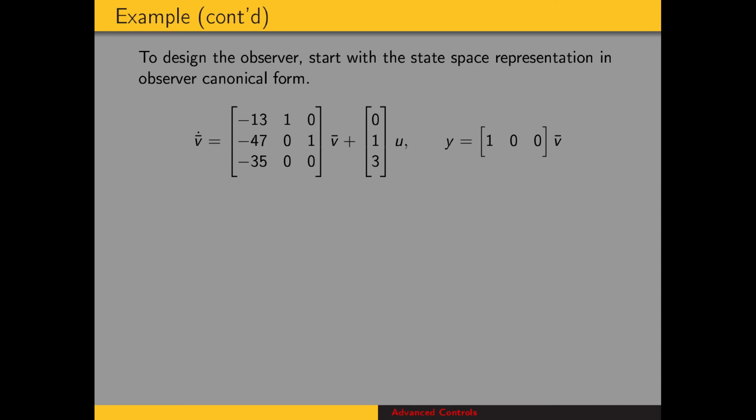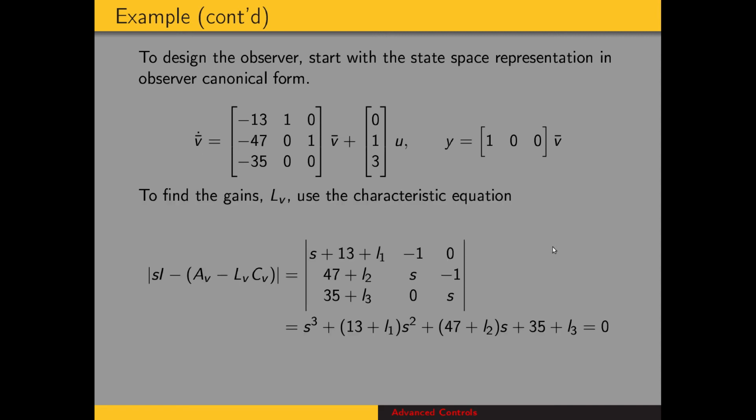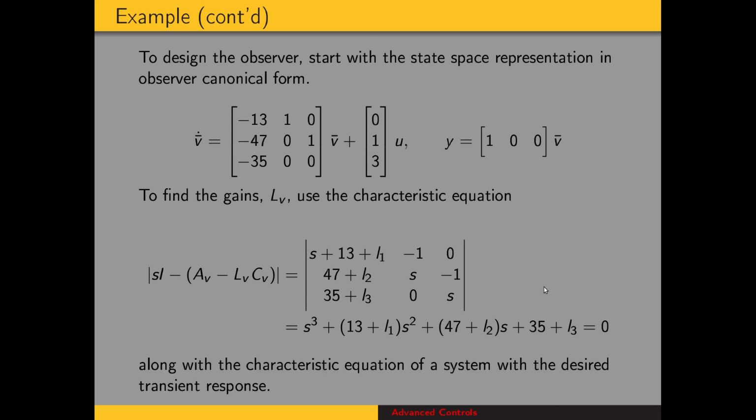Here is the state space representation of the plant in observer canonical form, and we're going to use v bar for the state vector of this representation. Now to find the observer gains, we're going to use this for the characteristic equation, and this is the same process that we did for calculating observers in a previous video. So now we've got A minus LC, and these have the subscripts V to indicate that they come from this state space representation. The determinant of this matrix gives us a third order equation with our unknown gains, and we just need to set that equal to a characteristic equation of a system with the desired transient response.